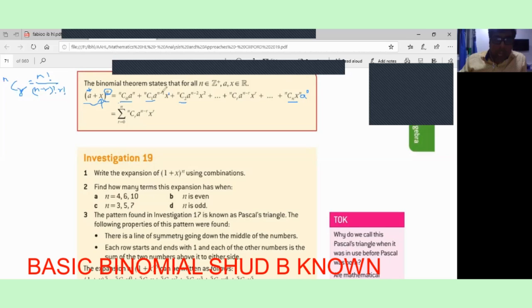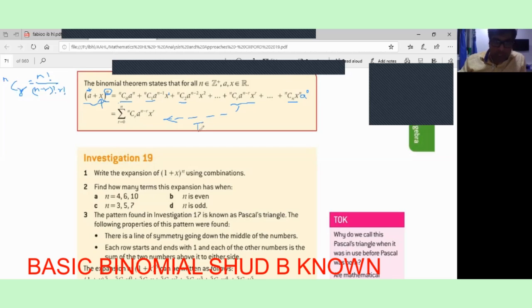Now, any r plus 1th term in the middle is of this format, and hence we take this as a generalized term. This is your generalized term. See this. It is summation r equal to 0 to n, NCR, a raised to n minus r, x raised to r. So when you put r equal to 0, you get the first term. When you put r equal to 1, you get the next term, and it goes on. So when r is 0, you get the first term.